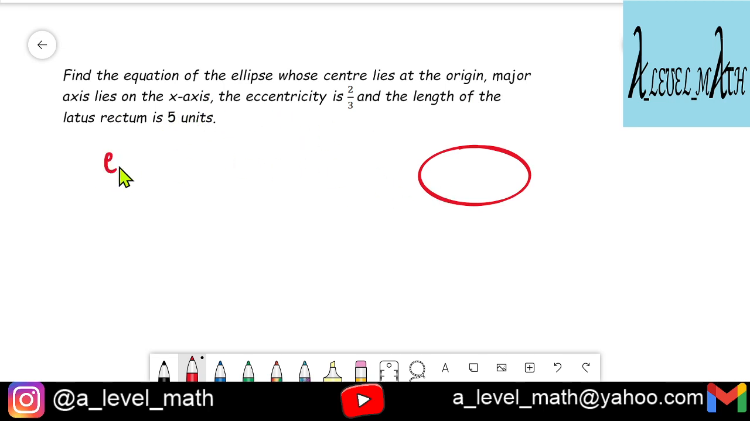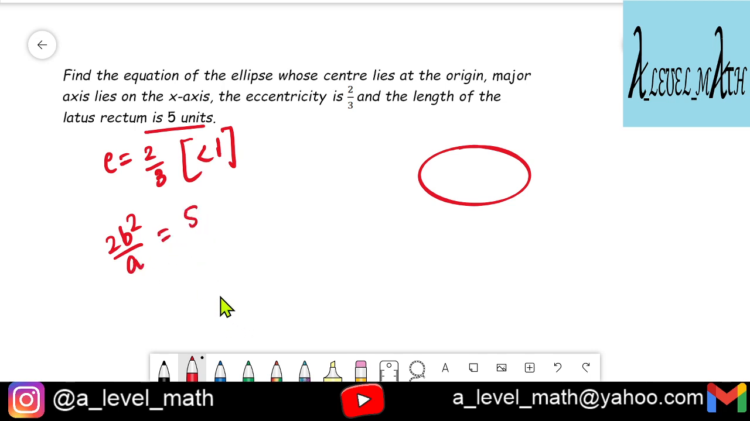So okay, let's quickly jot down whatever we have at hand. E is equal to 2 by 3, and just verify that it is less than 1, so we are good so far. Length of the latus rectum is 5 units. What was the length of the latus rectum, guys? Just now we have derived that the length of the latus rectum is 2b square by a, and it's 5 units.